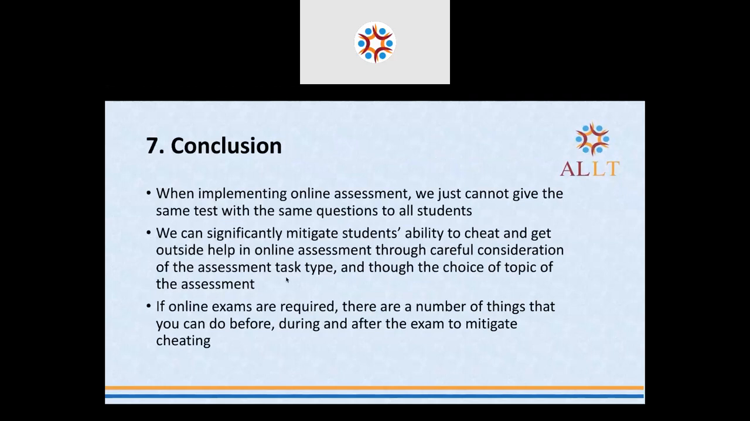You can significantly mitigate and limit students' ability to engage in academic misconduct, to get outside help, to cheat, to get someone to do the exam for them, through the choice of assessment task type. I think that's the main way to mitigate it. And also through the choice of topic of the assessment. And if you have to do an online exam, there are a number of things which I just mentioned that you can do before, during, and after the exam to limit cheating.